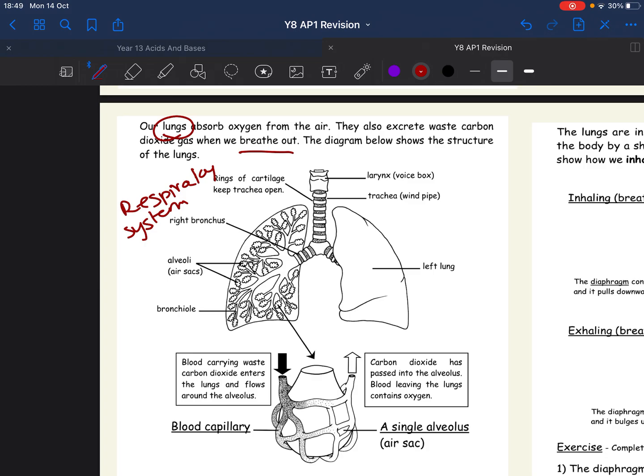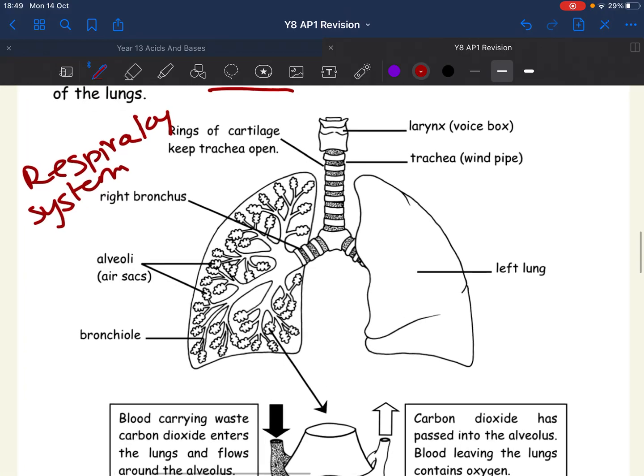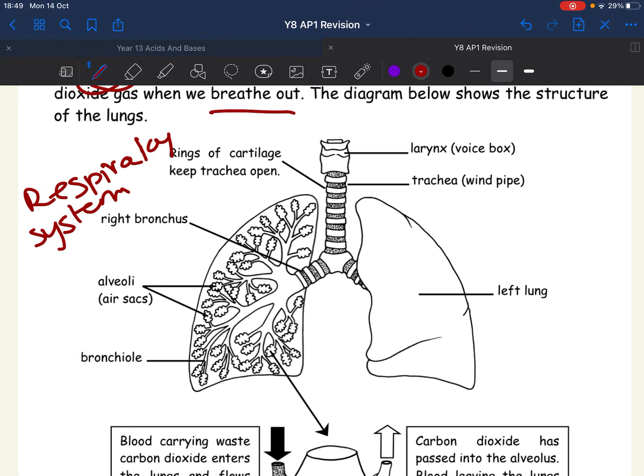So oxygen will enter from the air into our lungs. And you can see here that this is a partially filled diagram on this side, and it's full on that side. Both sides of the lungs will have this diagram. This one is just not completely filled in. So what do you need to know about the lungs?